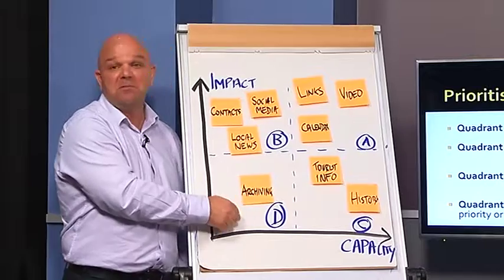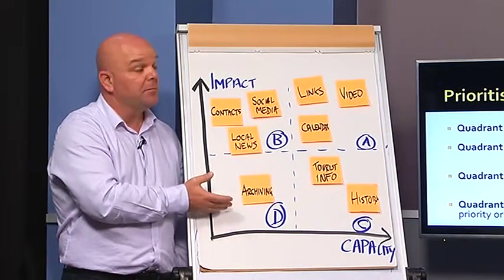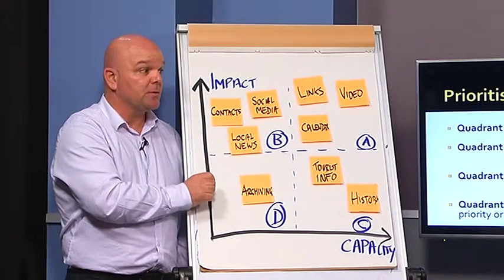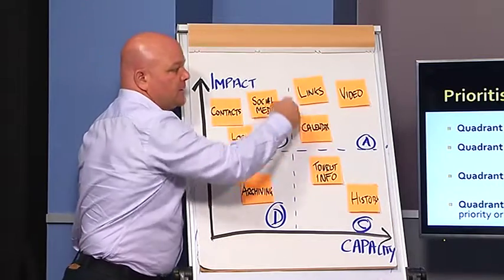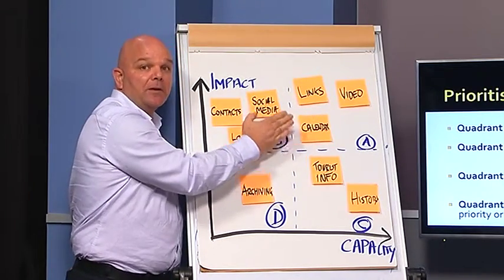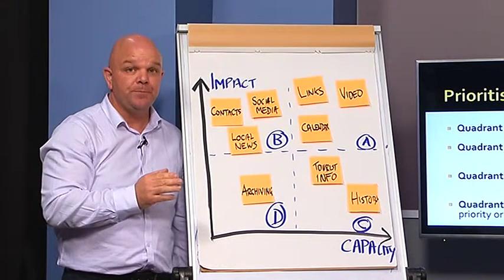So archiving is something low impact, low capacity. Sit in Quadrant D, revisit it maybe when you've got some resources in, somebody who's got those sort of skills to do it. So that's our prioritisation grid. And again, just to really focus in on the areas of high impact, high capacity, that's where you're going to get greatest return for your investment of your time.